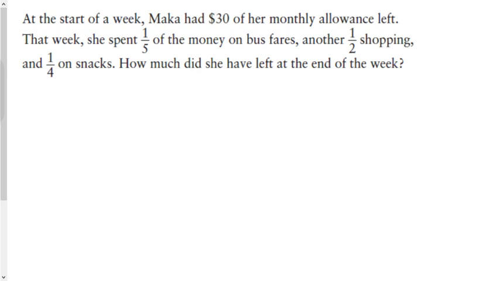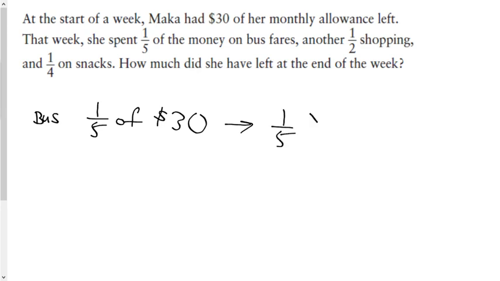So the first thing we're going to do is put bus here, and we're going to put a fifth of $30. That's what she spent. She spent a fifth of $30 left on bus fares. Now, if we translate this into mathematics, a fifth of 30 is going to be the multiplication of a fraction by a whole number. When we do that, we really want to consider that whole number to be over 1.